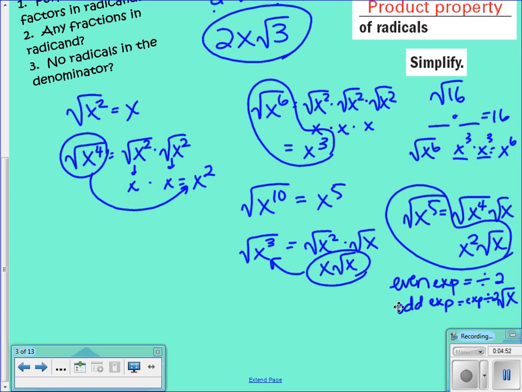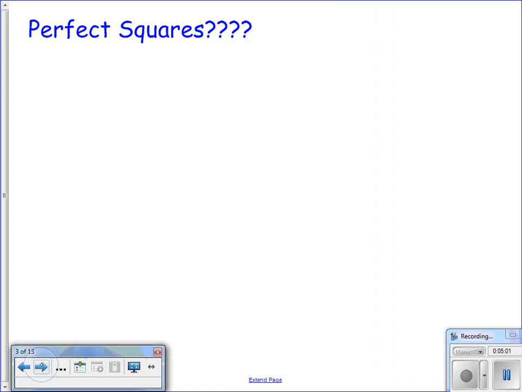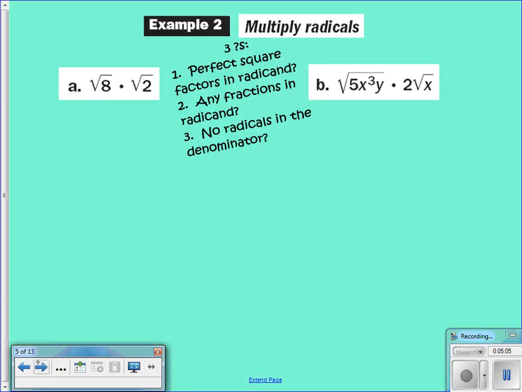So 4 is the biggest even number I can divide by 2 on x to the 5th. So there's that with the square root of x left over. And it's going to happen like that every time. Remember your perfect squares. They're in the back of the book if you don't remember them.